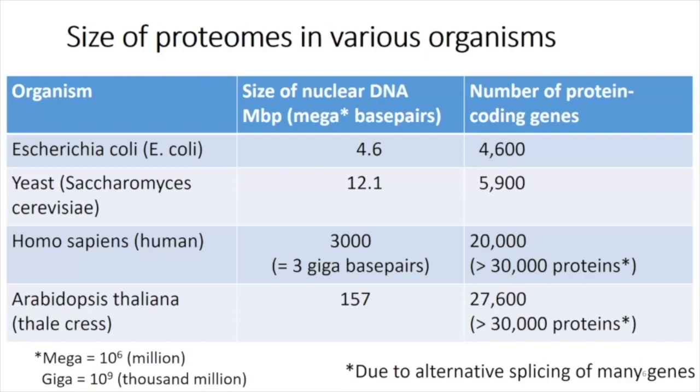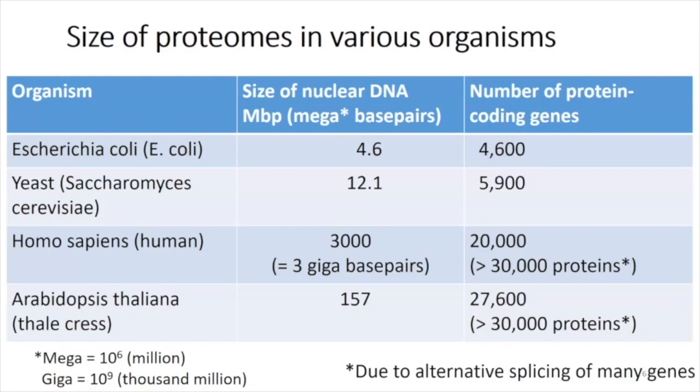And then finally, we have plants. I always include plants because I work with plants myself. Arabidopsis thaliana, that's thale cress, 157 megabase pairs. So it's much smaller than the human DNA, but it still has 27,600 protein coding genes, encoding more than 30,000 proteins. Again, some genes encode more than 2 proteins. So note that plants are actually just as complicated, or perhaps even more complicated than man.